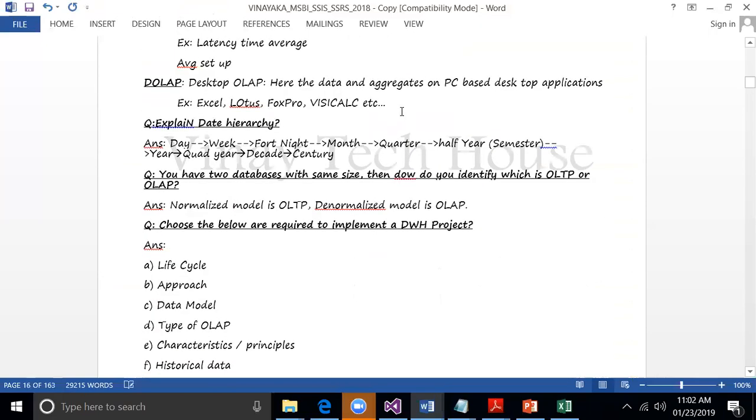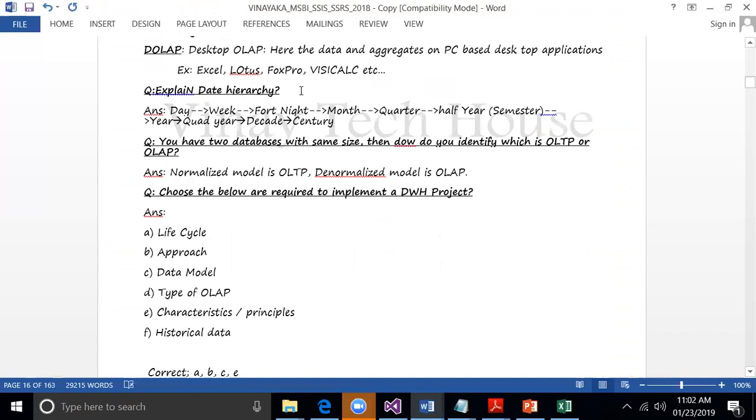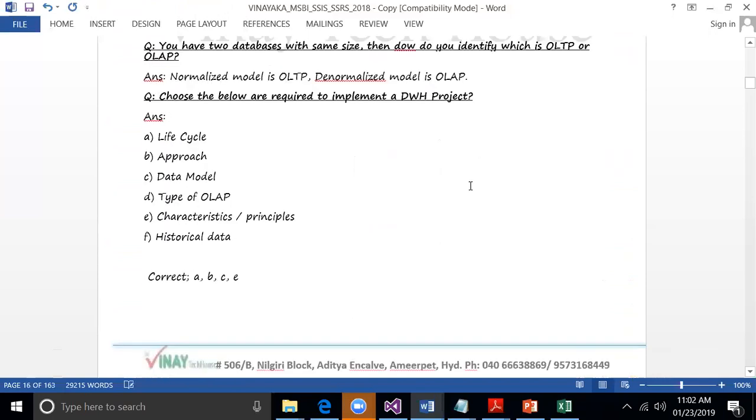And there are a couple of generic questions. Explain date hierarchy. These two questions we will answer in the closer session.